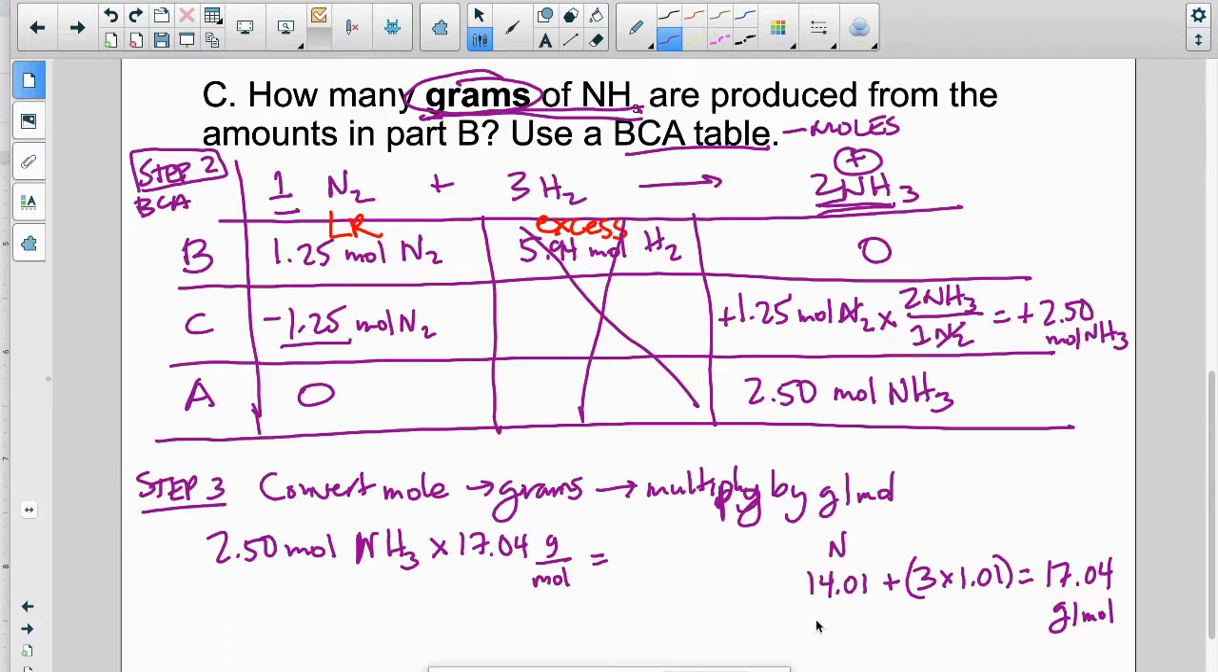Okay, I'm going to plug that into my calculator, 2.5 times 17.04, and I get 42.6 grams of NH3. Let's check. Is that what I needed to find? Yes. So let me box this and indicate that that is my answer for part C.